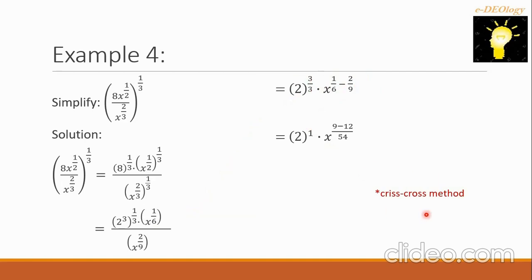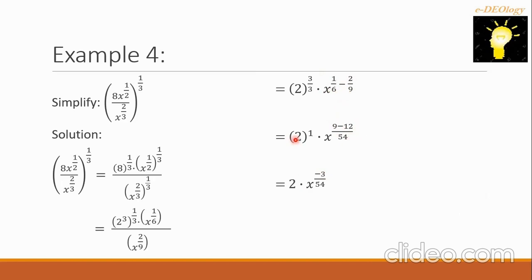If you are not familiar with the crisscross method, you can see the video of addition and subtraction of unlike fractions. So we will use crisscross method here. At first, we're going to multiply the 1 and the 9. The answer is 9. I will put the answer here, 9. And then the minus. Then I will multiply the 6 and the 2 becomes 12. The 12 is here. Then all over, the product of 6 and 9 is 54.